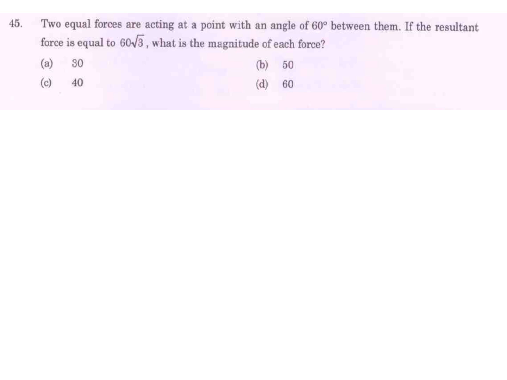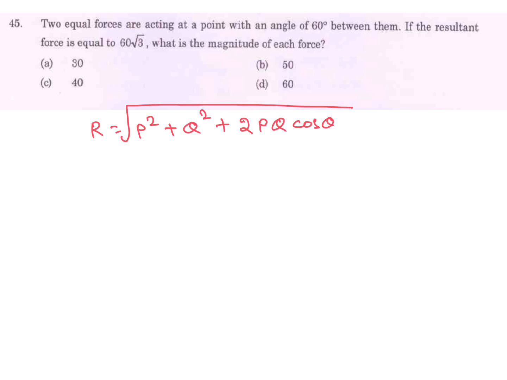Two equal forces are acting at a point with an angle of 60 degree between them. If the resultant force is equal to 60 root 3, what is the magnitude of each force? We know resultant R is root over P square plus Q square plus 2PQ cos theta.